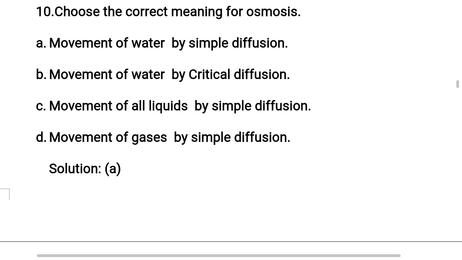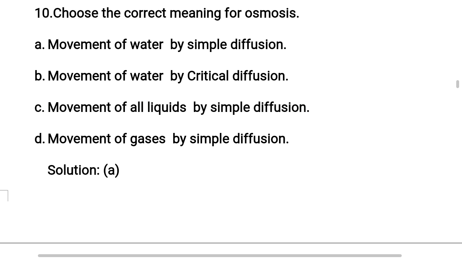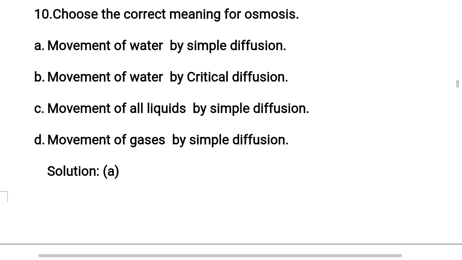C, movement of all liquids by simple diffusion. D, movement of gases by simple diffusion. So here, students, I would like to give you one piece of information about osmosis. Osmosis is an important process, and water may also move across the membrane from higher to lower concentration. Understood? Movement of water by simple diffusion is called osmosis. This is very important. So the correct option is option A, movement of water by simple diffusion.